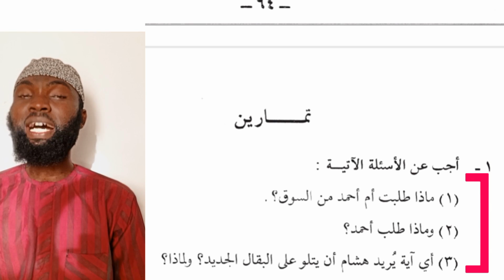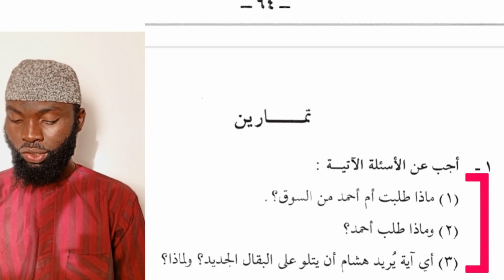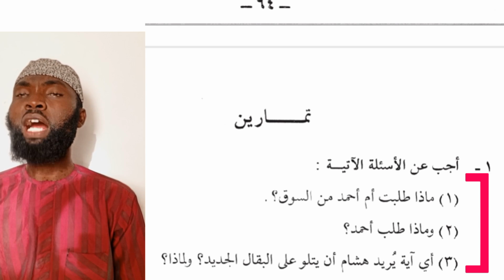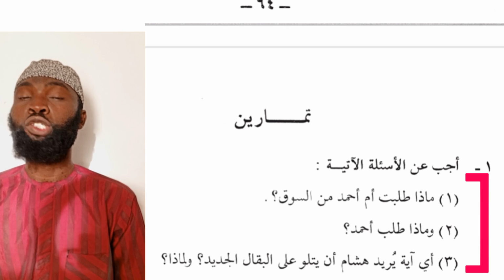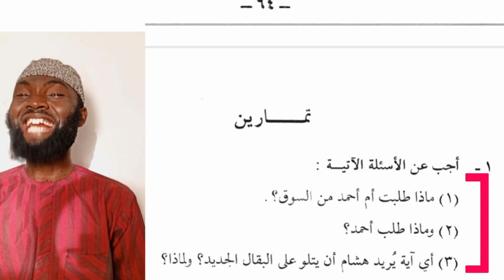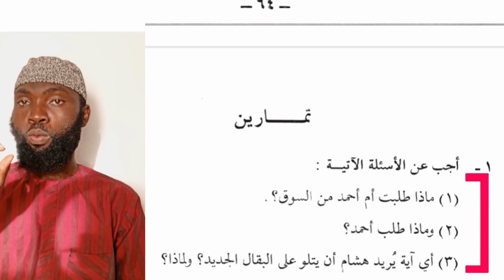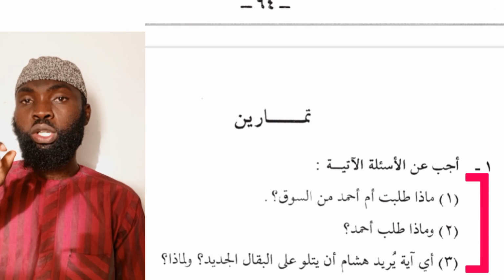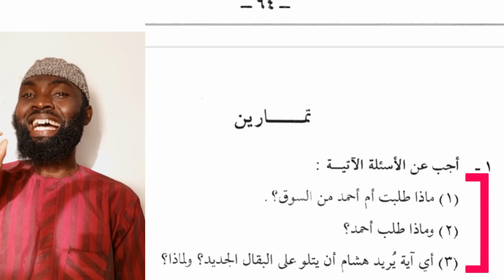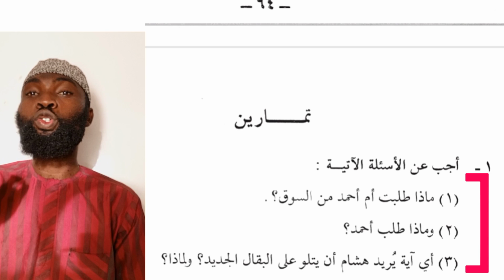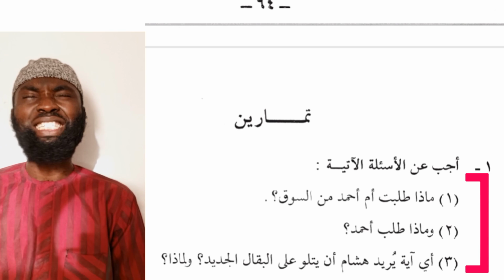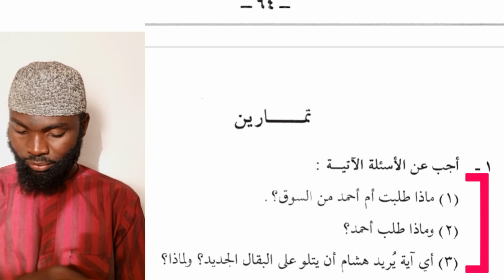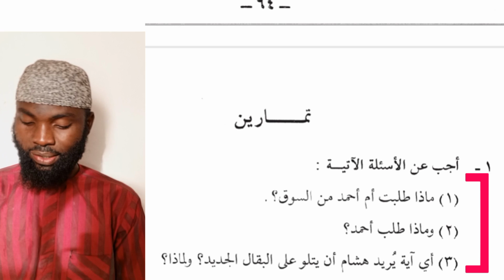The first question says, "Ajib anil as'ilatil atiya," answer the following questions. Number 1 says, "Madha talabat Ummu Ahmad minas-suq?" What did Ummu Ahmad request from the market? You can say, "Talabat Ummu Ahmad migrafatan," Ummu Ahmad requested to buy a scoop. "Wa mikwatan," she also requested to buy an iron. And she requested to buy a frying pan, and she also requested to buy, let me check, she requested to buy miqass, that is scissors.